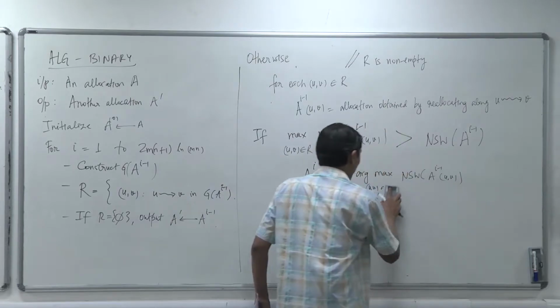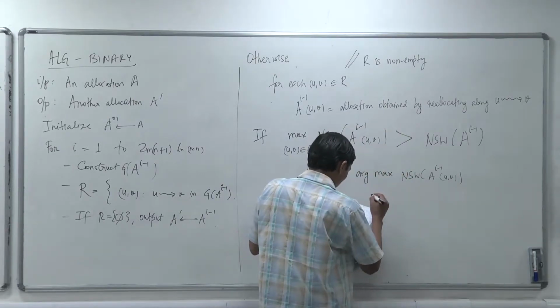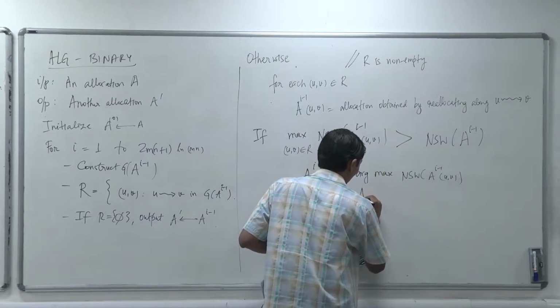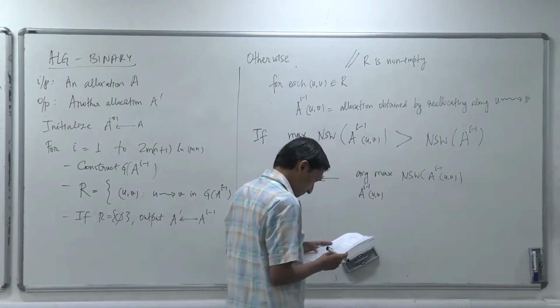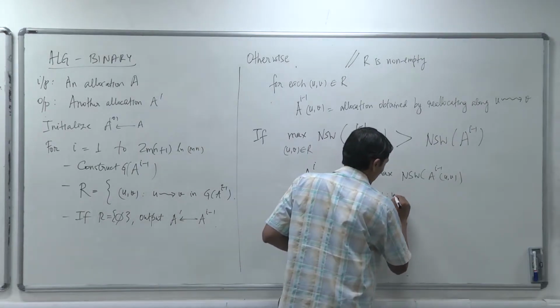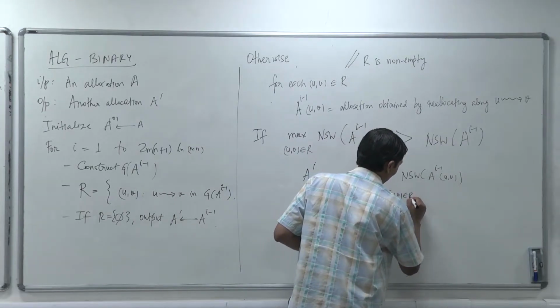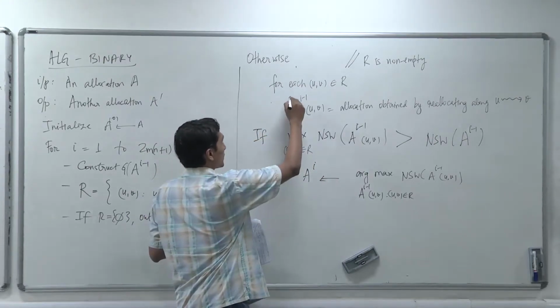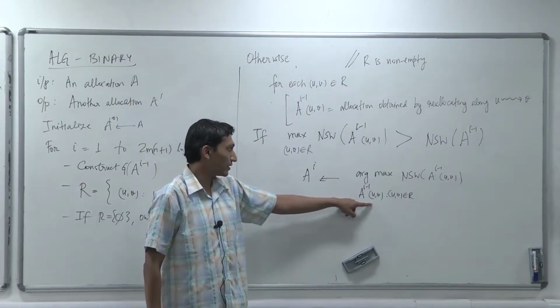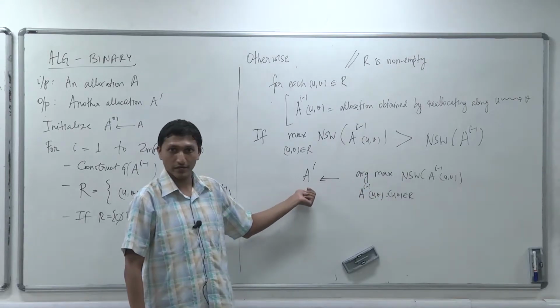So it's an argmax over A_{i-1} with (u,v), such that (u,v) in R. All the allocations that we constructed here, we are just looking at the one that gives the maximum Nash welfare and calling it A_i.